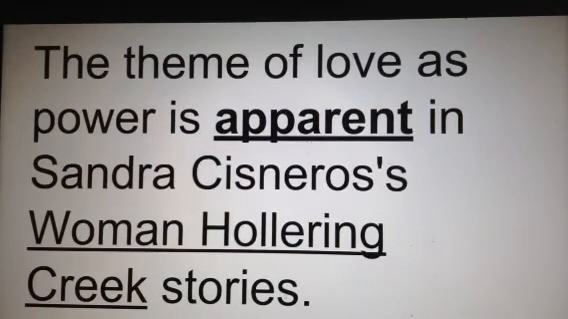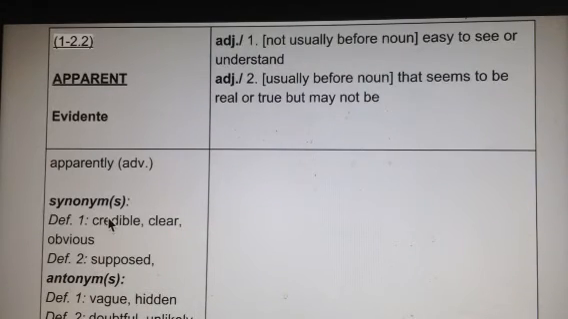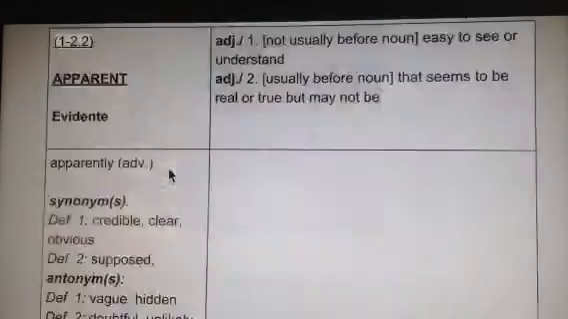Okay, let's go back and look at your flashcard. To look at your familial words, you have apparently, which is the adverb form. And this is usually used for the second definition. Okay, like, oh, that man is apparently drunk. It means he's walking around and stumbling, so he looks like he's drunk, but it might not really be true. It might be just a really bad dancer.